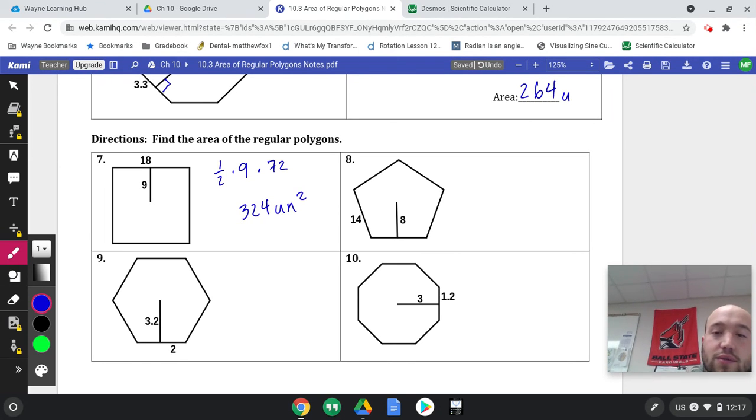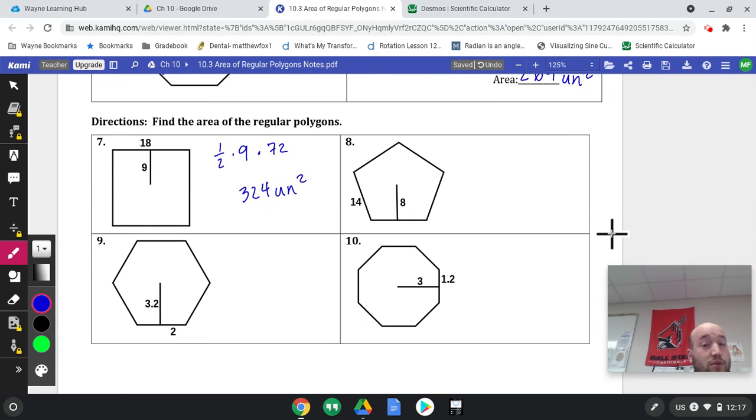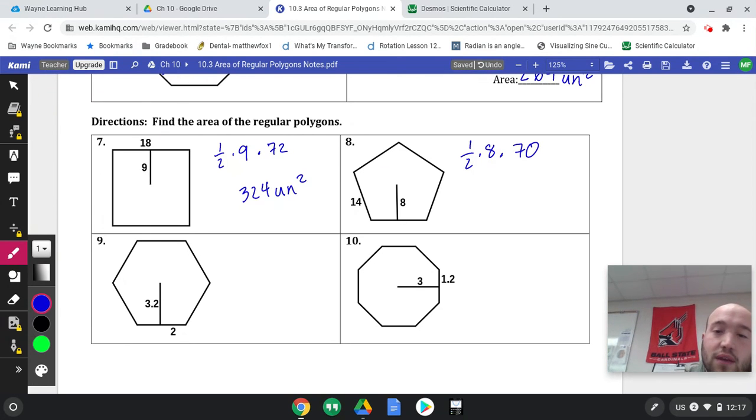I realized on the last one I forgot, so units squared, put that up there. Okay, we're almost done. Once again, on this next one, 1/2 times 8, now times the perimeter. Perimeter, there's 5 sides, each of 14. 5 times 14 is 70. Half of 8 is 4. 4 times 70 gives us 280 units squared.